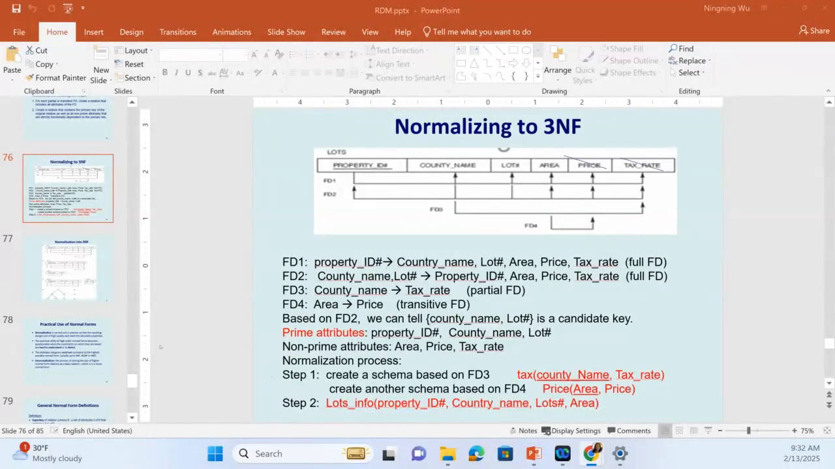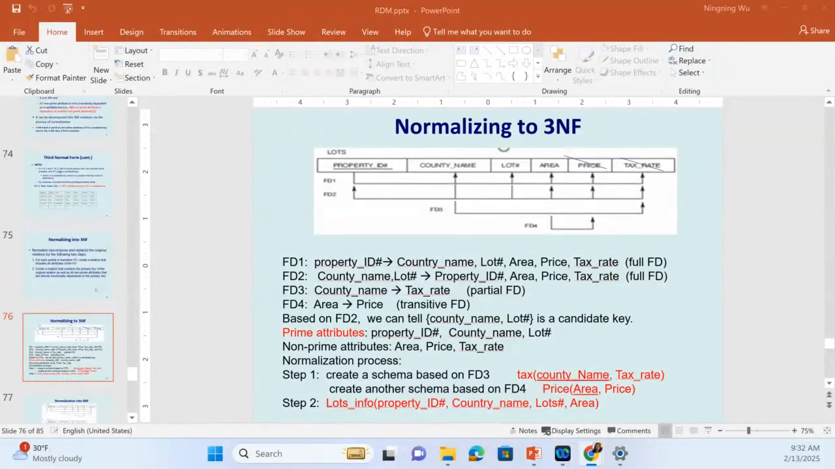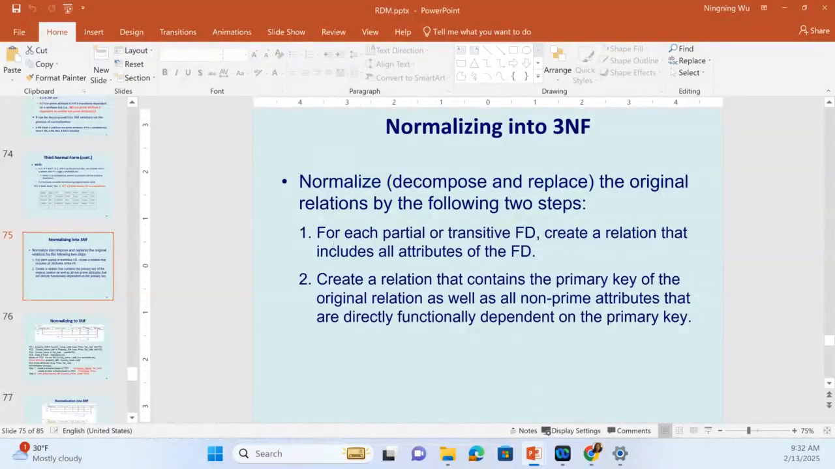So we actually need to follow the normalization process. This is a very good process. It contains two steps. In step one, we're going to create a relation schema for each partial and also for each transitive functional dependency. Okay, so we're going to pick one; we create a schema for each one at a time.